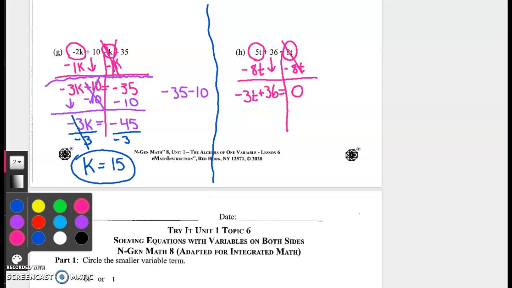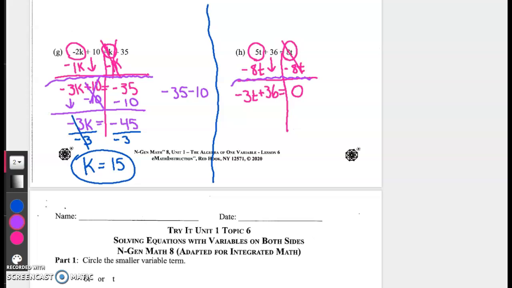Okay? So again, I'm done with that top part. I'm only going to look below my purple line now. So now I have a negative 3t plus 36 equals 0. And that's okay. Again, I'm going to go to the side with my variable. My variable's on the left. I'm going to undo the adding or subtracting. So I'm going to get rid of the term that's just a number. So I'm going to get rid of this positive 36 by doing a subtraction of 36. And I have to do the same thing to the other side.